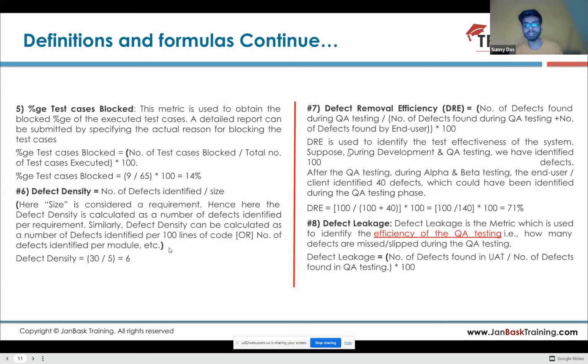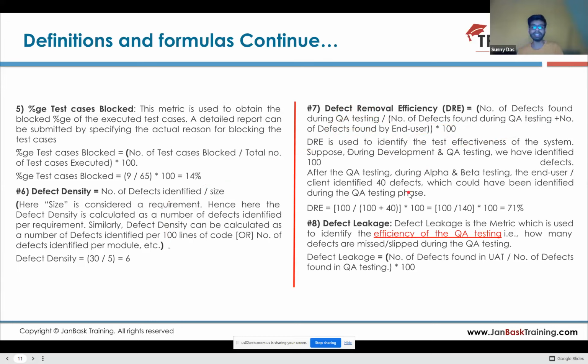Okay. Now, what is the defect removal efficiency? That is the number of defects found during QA testing divided by the number of defects found during QA testing plus the number of defects found by the end user, into 100%. So the number of defects that you find during your testing, divided by the number of defects you have found plus the number of defects that the customer is finding, into 100. Right? So that will give you the defect removal efficiency.